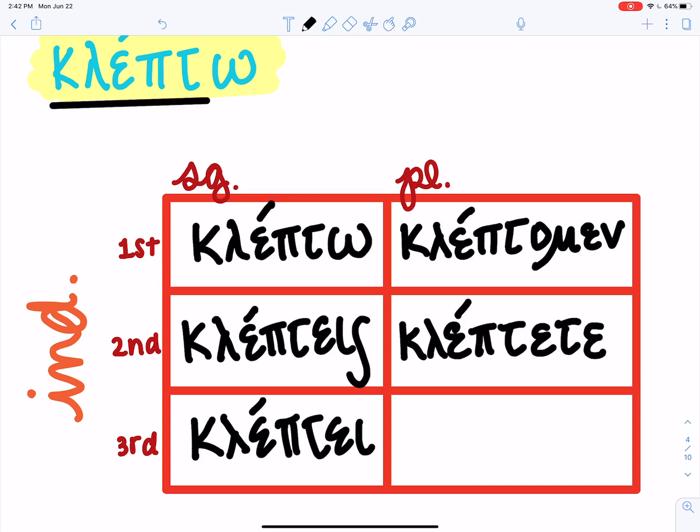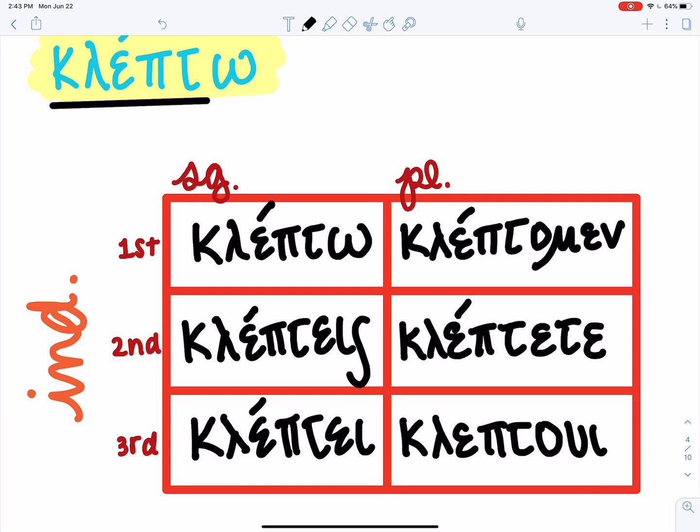And now we're on to our last form. Third person plural, present active indicative. So klept, our stem again. Isn't that nice how it's always the same? Okay, klept, and then we add usi.